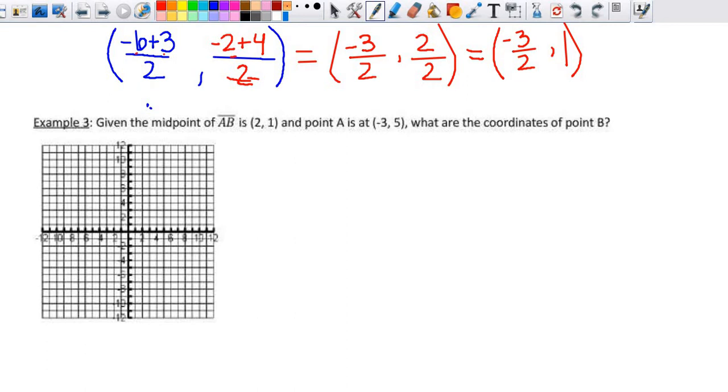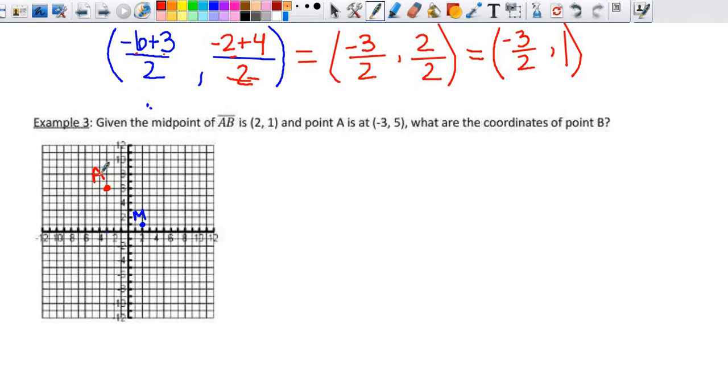Let's start by graphing this so we can kind of get an image of what we are working with. So the middle of line AB is at (2, 1). So that's going to be my midpoint. I'll label it with an M. Now point A is at (-3, 5). Let me switch colors so we know this is an endpoint. -3, positive 5, so I need to actually be going up. There we go. There is point A.